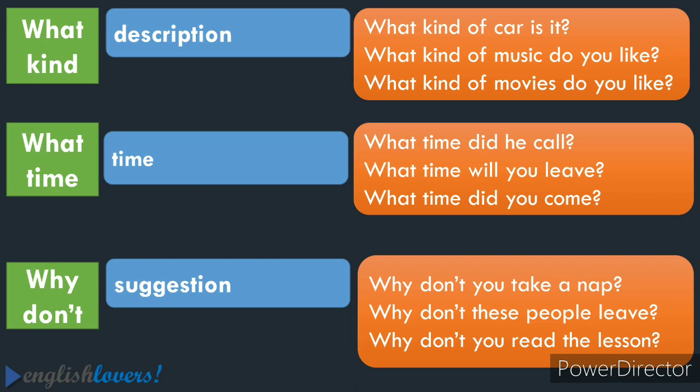So friends, this is all about WH question words. I hope you understood these question words and their usage in the sentence.